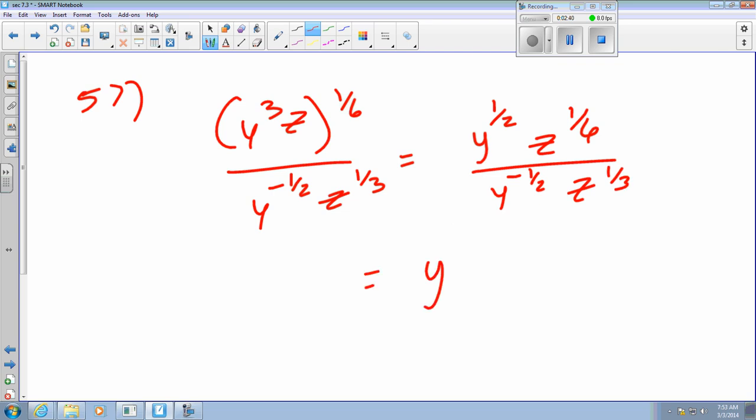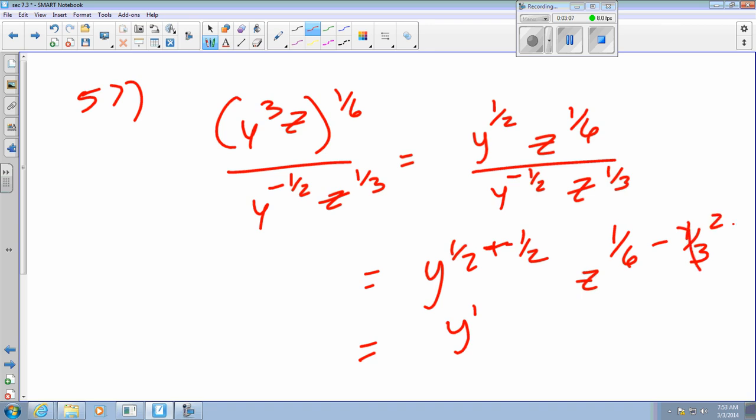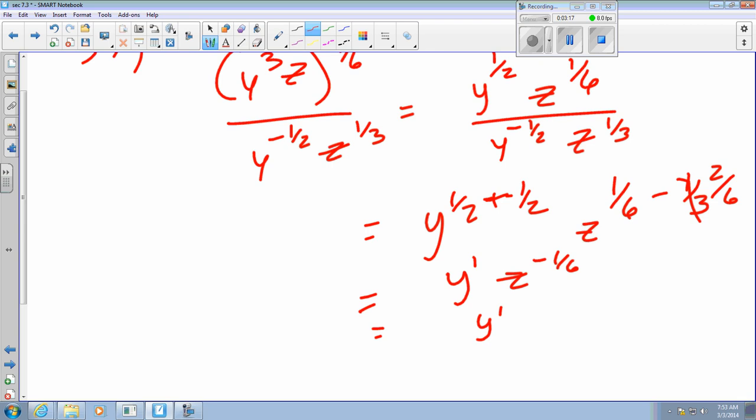And I'm going to subtract, and I have y to the 1/2 minus negative 1/2. Two negatives makes a positive. And then with the z's, I'm going to have z to the 1/6 minus 1/3. And 1/2 plus 1/2 gives me y to the first, or just y. And the second one here, which is a z, I get 1/6 minus, this is the same as 2/6, gives me z to the negative 1/6. We know that we can't leave our answer with a negative exponent, so let's move the z, which is the negative exponent part, to the bottom and get a positive 1/6. We don't have to write the 1 next to the y, the 1 exponent. It's understood.